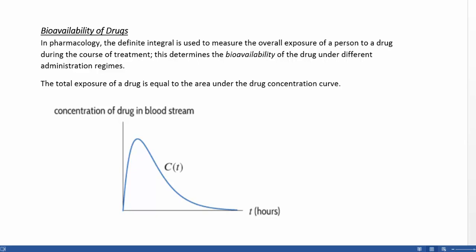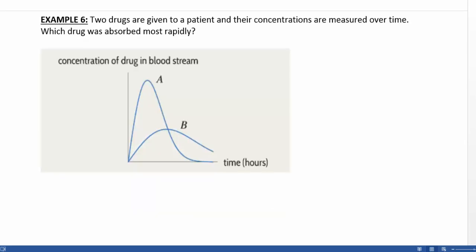Now, like I said, not all drugs are troublesome. There's some drugs that exposure to the ingredients is not a big deal, but you can think about some cases where you'd want to minimize the exposure to certain ingredients. So let's look at just a couple quick examples of how this is used and what sort of information we can get by looking at area under the curve and comparing different types of functions here. Example 6. 2 drugs are given to a patient and their concentrations are measured over time. Which drug was absorbed most rapidly?